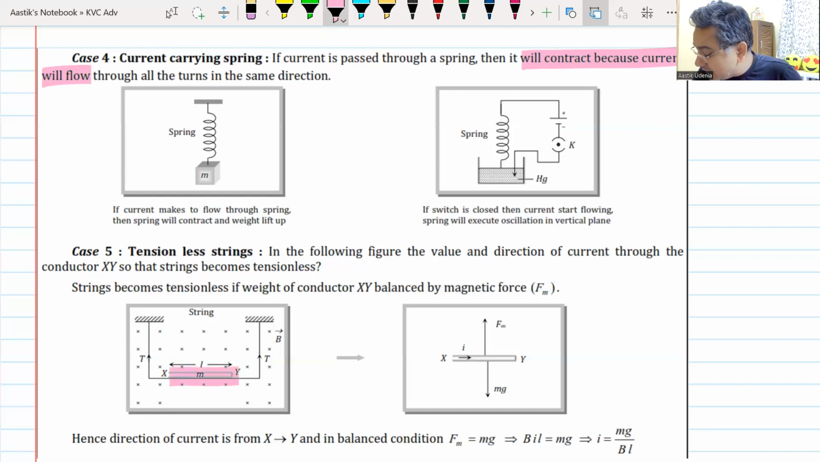Similarly, you have a current carrying wire of mass m hung like this. If you pass current through this, there can be a case where the force experienced by this wire can be equal to the gravitational force. In that case, the tension will become zero. For tension to become zero, the force of gravitation must be balanced by the magnetic force. ILB sine 90 will be equal to mg. From there, you can get the value of I for which the tension in the string becomes zero. We get this, yes or no?